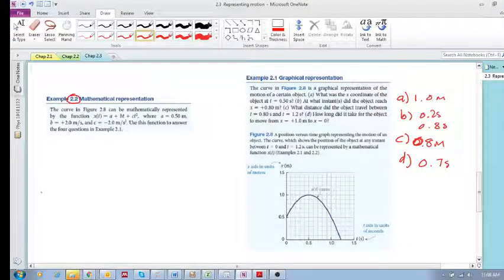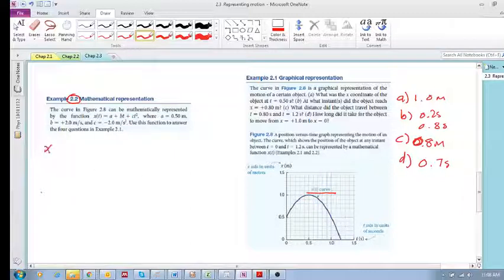In the previous video, we looked at example 2.1, graphical representation, and we saw this graph with a curve, the xt curve. And we answered these questions, A, B, C, D, and we got these answers. So the idea here was we had a graphical representation, meaning we had the curve, and we used that to answer questions from the curve itself. In this problem, or example 2.2, we actually have an equation describing this curve.